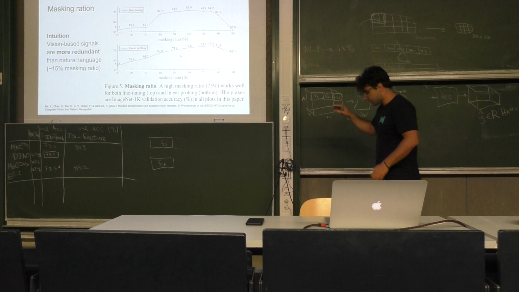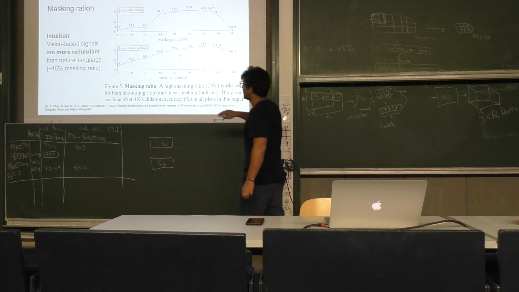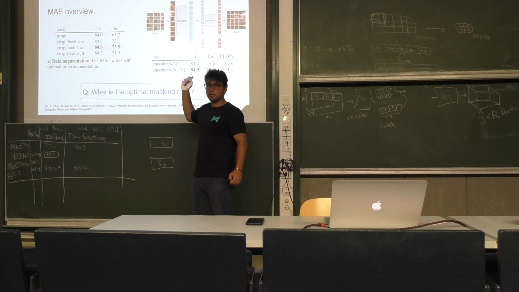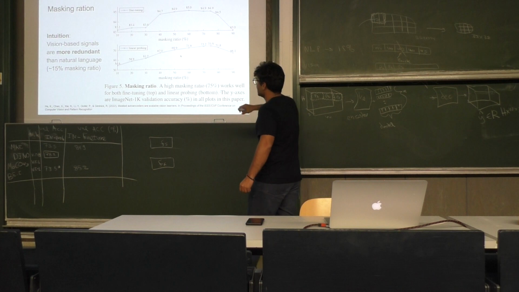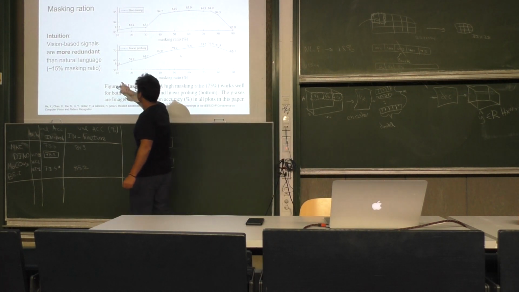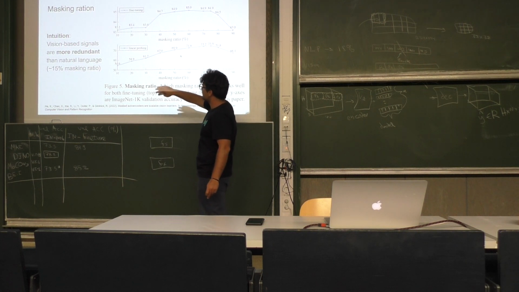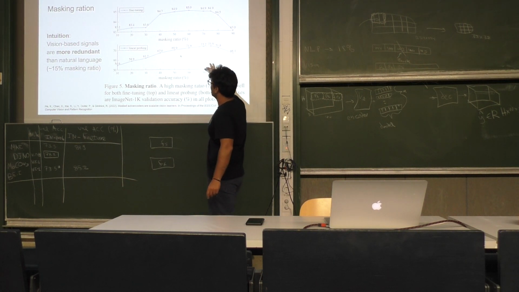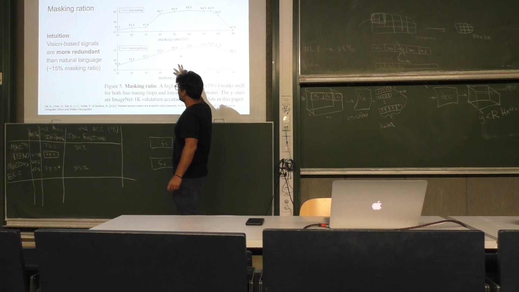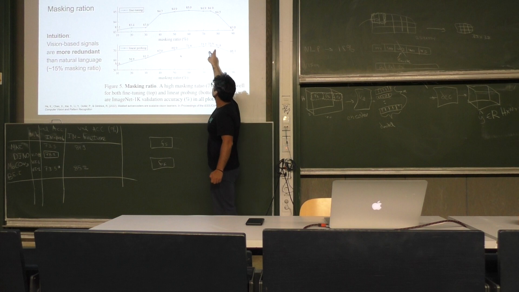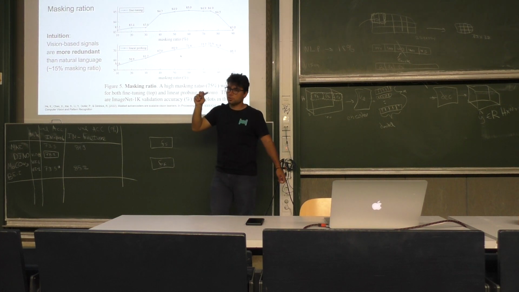Nonetheless, they made an extensive analysis. The objective here is mean square error on the image space. They analyze different masking ratios, here from 10% to 90%, and they made a graph. This is not a general conclusion that you should use for any method, but from 70 to 80% you see it's almost the optimal range.